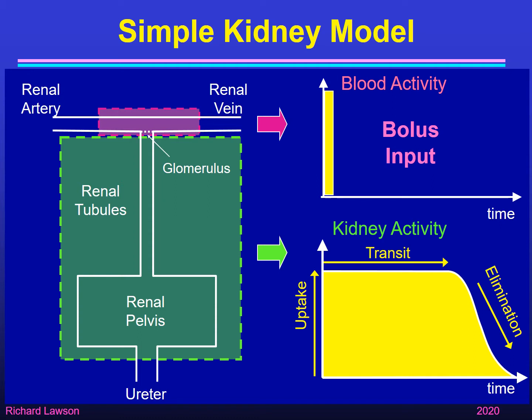So we get a kidney activity that shows uptake and transit and then elimination, and this is the shape of what we would call the impulse response. It's the response of the kidney to this bolus input or impulse input, and it's convenient because it gives a rapid rise showing the uptake, a constant section showing transit, and a fall showing elimination. So it separates uptake and transit and elimination, providing we give this perfect bolus injection.